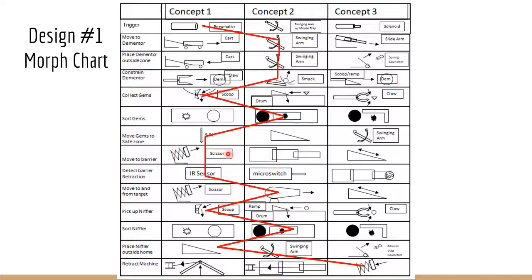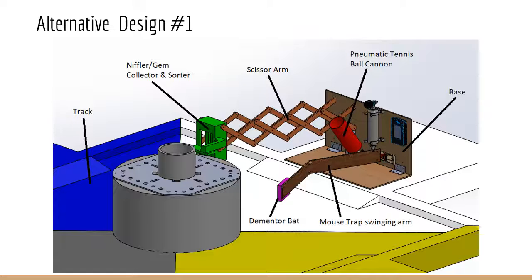Then it uses a scissor arm with an IR sensor mounted on it to detect when the barrier drops in the center, then a cannon to launch Grindelwald into the center, and finally a scissor arm to retract the machine. Here you can see a CAD model of our first design. This is the swinging arm that hits the Dementor out of the zone, the pneumatic cannon which launches Grindelwald into the center zone, and the scissor arm which brings the gem and niffler sorter to the center and sorts and collects the gems and nifflers.